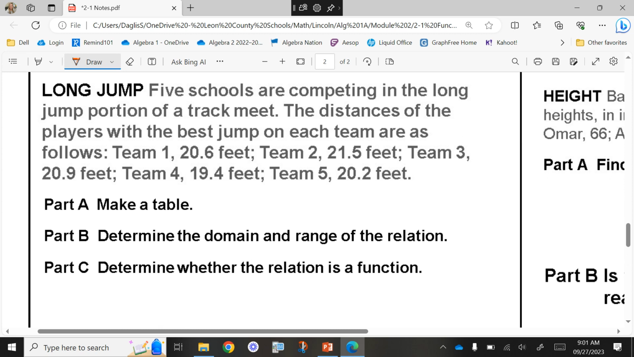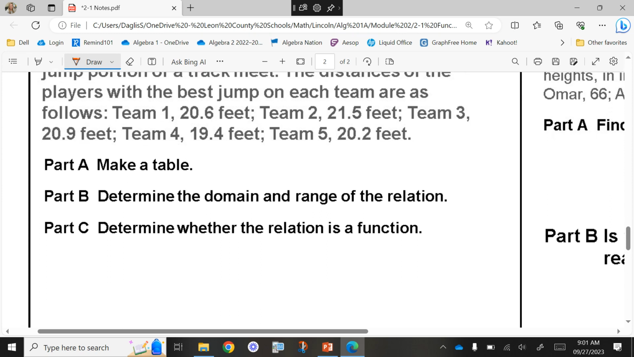Okay, the way we do that, let's make a table. Okay, let's map them out. So we have teams and we have distance. Yes? You with me? And that's how they're all kind of separated?